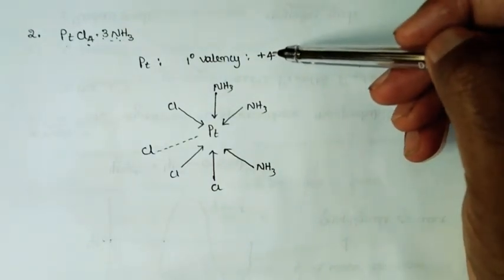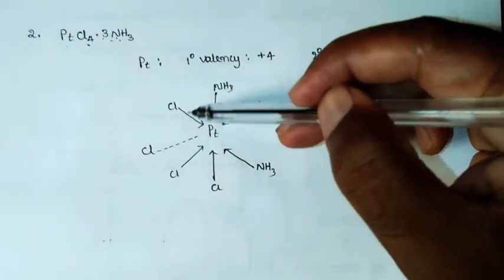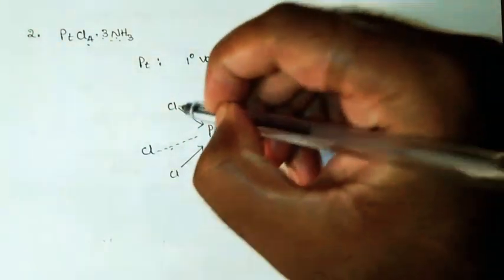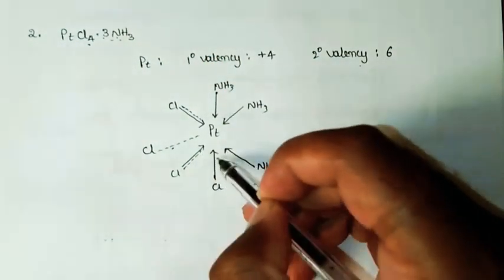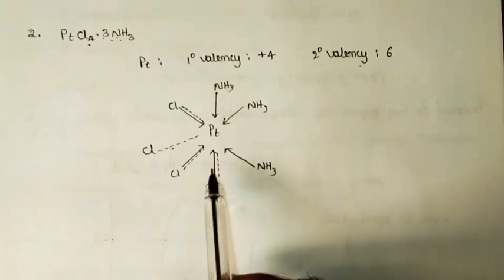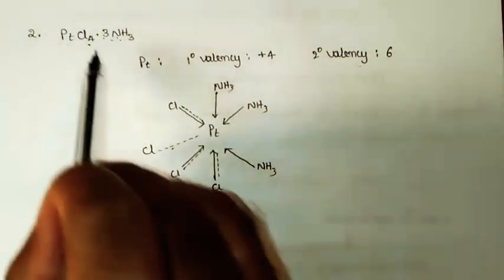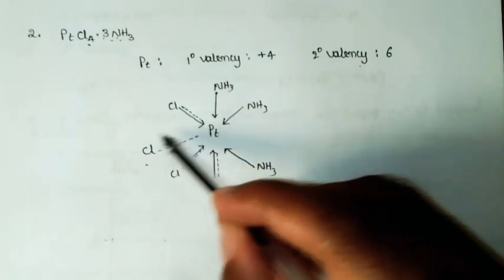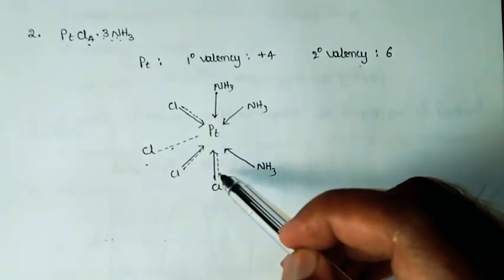The primary valency of platinum is 4. So for satisfying these 4 positive charges of the platinum, there should be 4 negative charges. So 1 is already there. The second one, this can do the second, this will be the third, this will be the fourth. So by looking at this particular structure, we can say among the 4 chloro components, 1 chlorine is satisfying only primary valency and 3 chlorines are satisfying both primary and secondary valency.